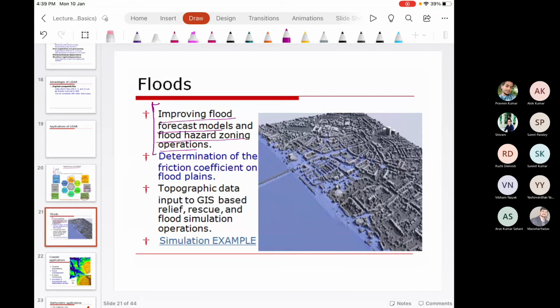LiDAR-based data helps. Then further determination of friction coefficient on floodplains, topographic data that has information about the flooding zone, flooded area, and input to the GIS-based relief, rescue, and flood simulation operations. So LiDAR derived data products will be taken as an input for these simulation operations. So LiDAR is acting as a very important tool to generate the data sets which are required for flood related management.